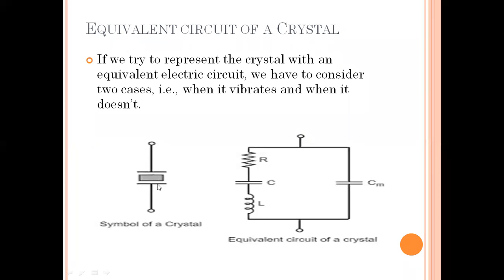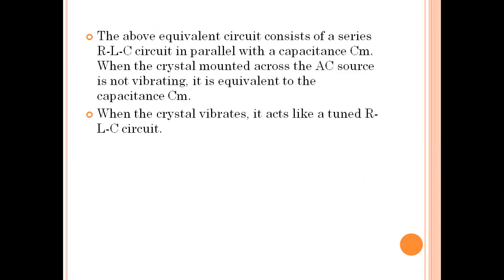If this is the symbol of the crystal, this is the equivalent circuit of the crystal. This is an RLC circuit in parallel with some capacitance. When we consider the equivalent circuit, we have two cases: one is when the crystal vibrates, and another is when it does not vibrate. The equivalent circuit consists of a series RLC circuit in parallel with capacitance CM.